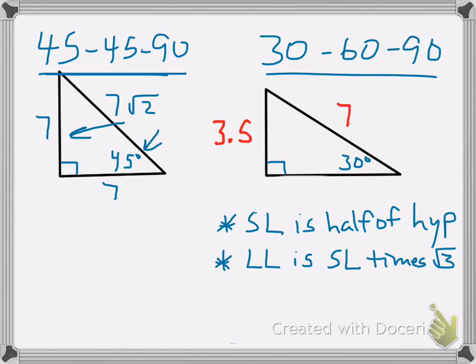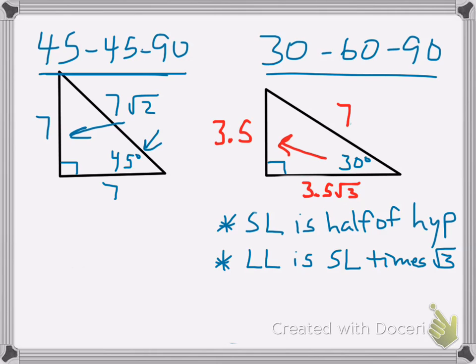And again, the short leg is always the leg that's opposite the 30-degree angle, and the long leg is always the side that's opposite the 60-degree angle. And then the long leg is the short leg times the square root of 3, so this long leg would be 3.5 multiplied by the square root of 3.